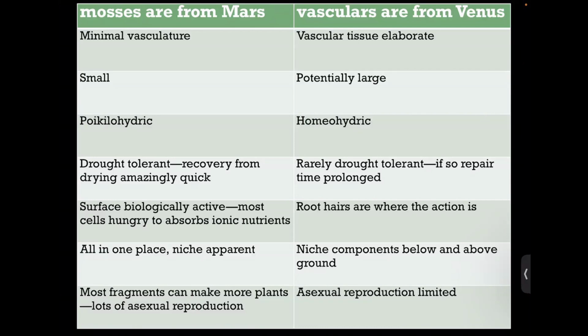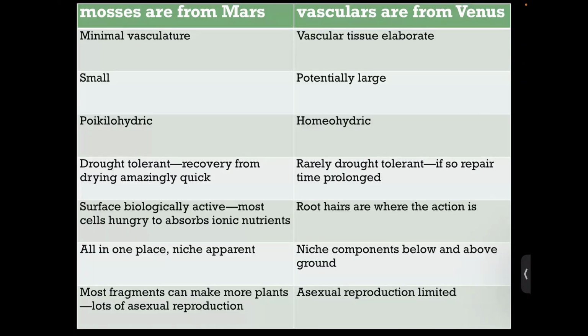Some of them take longer, but in general, mosses and liverworts are drought tolerant and desiccation tolerant, I should maybe say, and recover quickly. Whereas vasculars, even the ones that are drought tolerant, it takes them quite a while to repair themselves and their tissues.